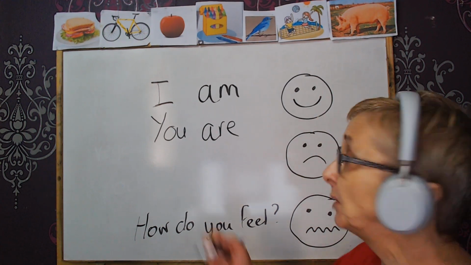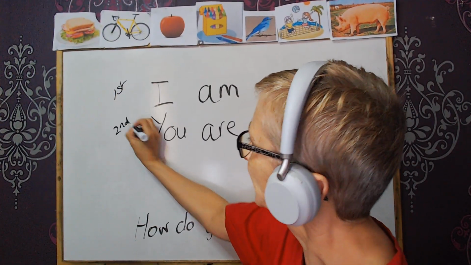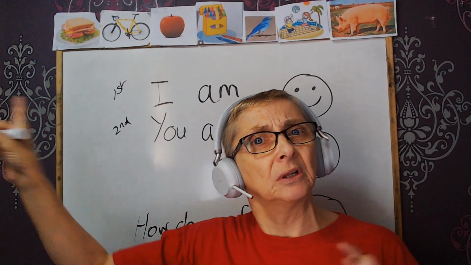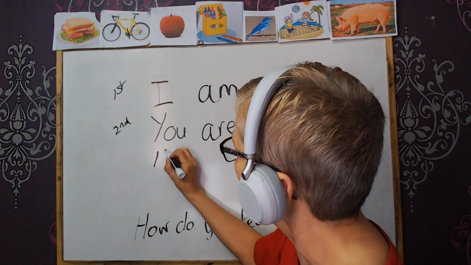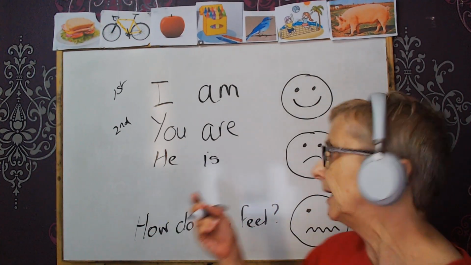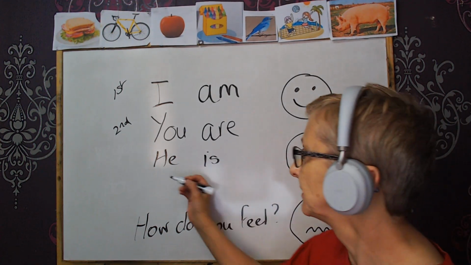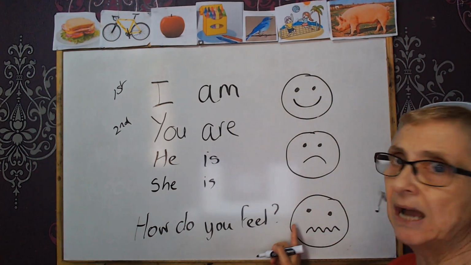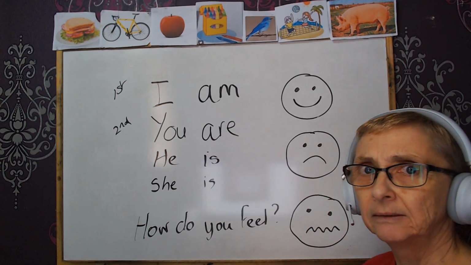Let's look at the third person. So this is first person. This is second person. That's you. Third person, it's for the boy or the girl away from us. We'll say he is. He is sad. Or she is angry. Maybe he's sad, she is angry.